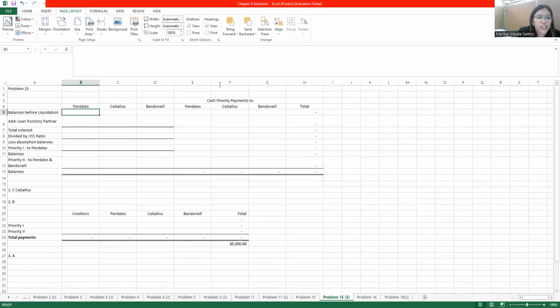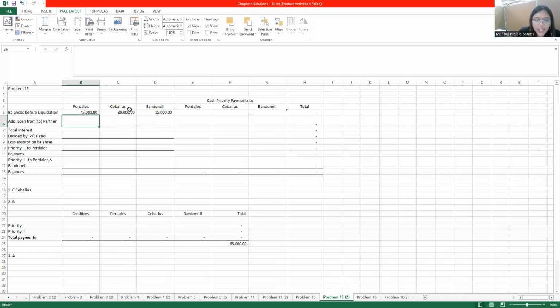So, first thing first, ilagay muna natin yung capital balances before liquidation. Okay, so let's put 45,000 for Perdales. 30,000 for Cibalos, PCB. B is 15,000.